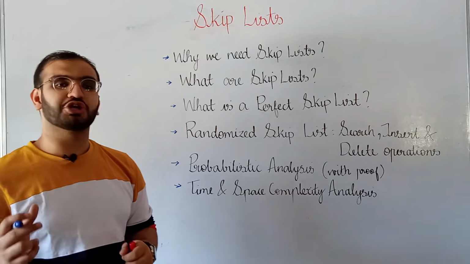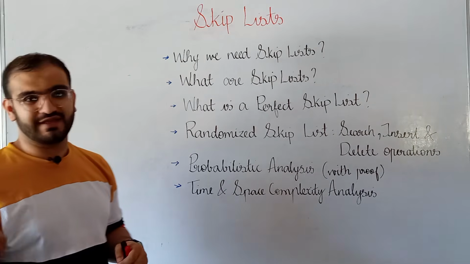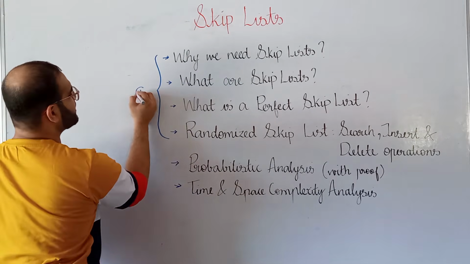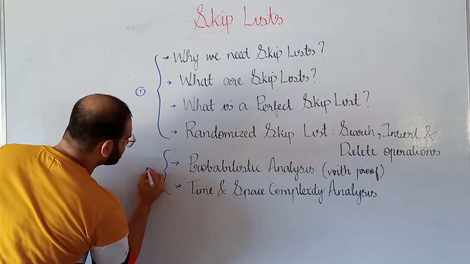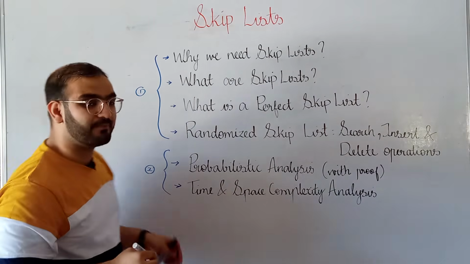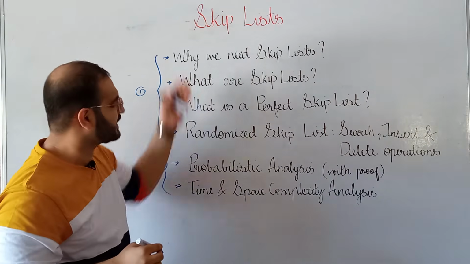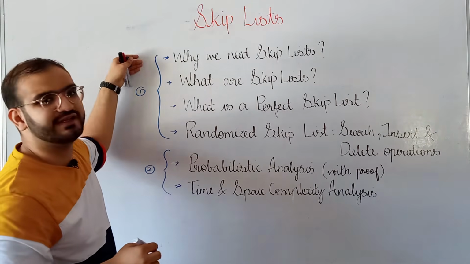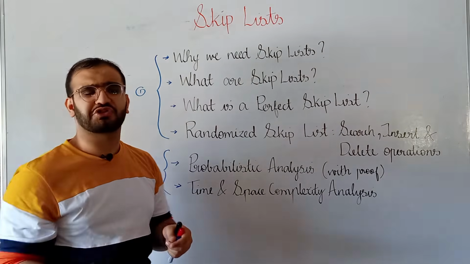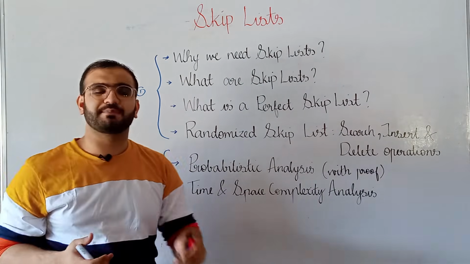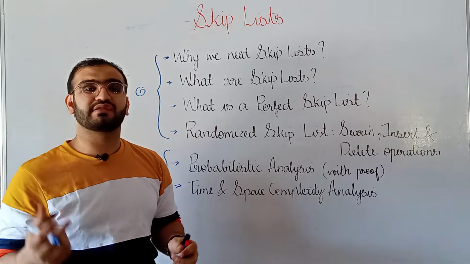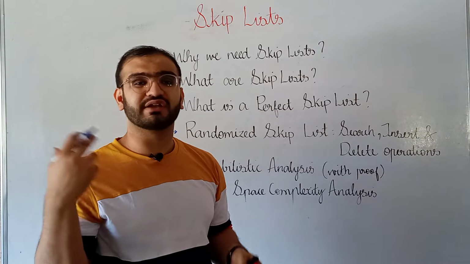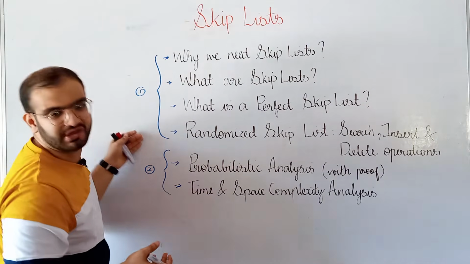So in order to ensure that the length of the video is not very large, I'll be covering these 4 things in the first video, and the rest of the 2 things, in which I'll be doing a more in-depth analysis of this data structure, in the next video, right? So if you want to know why do we need a skip list, what are skip lists, the structure of skip list, what is a perfect skip list, and what is a randomized skip list, how do we perform different operations like insert, search and delete in a skip list using different examples, then watch this video.